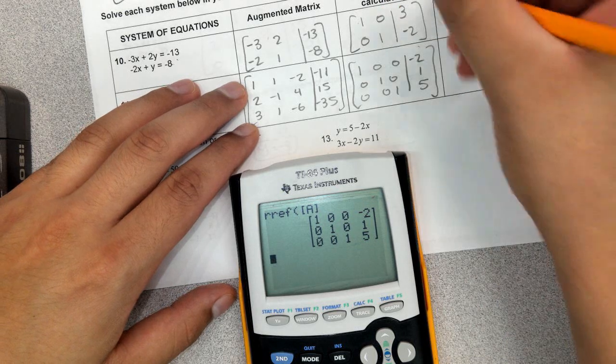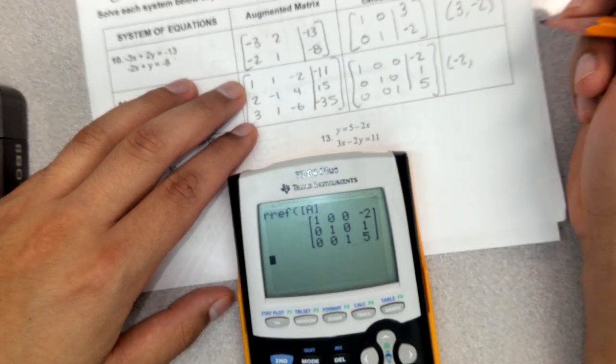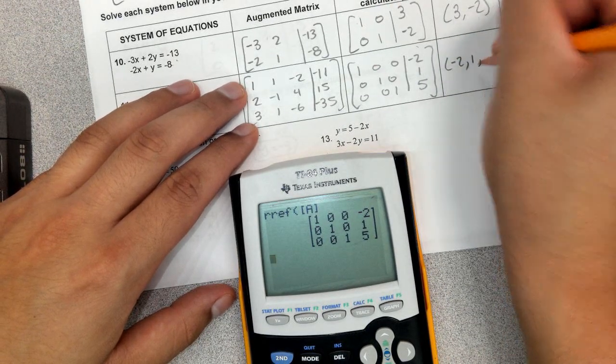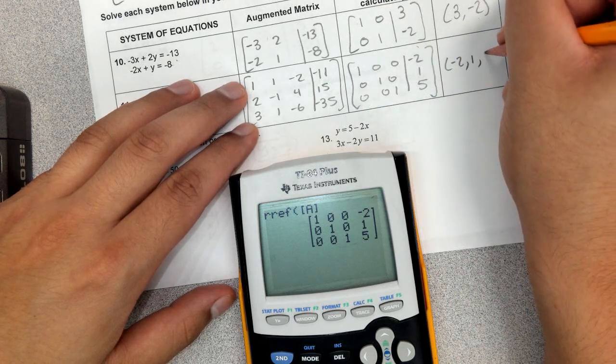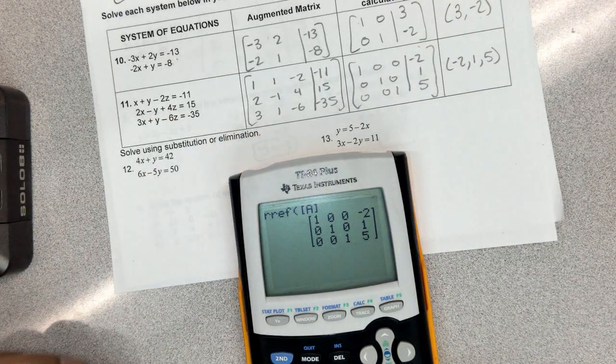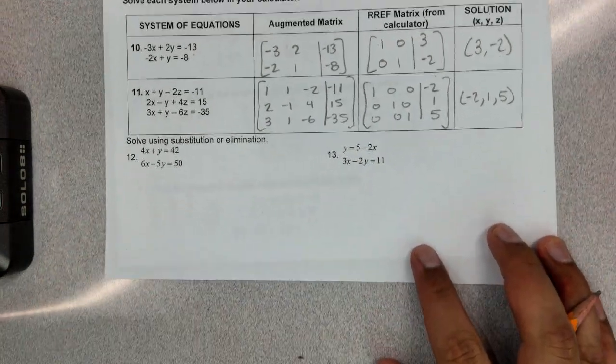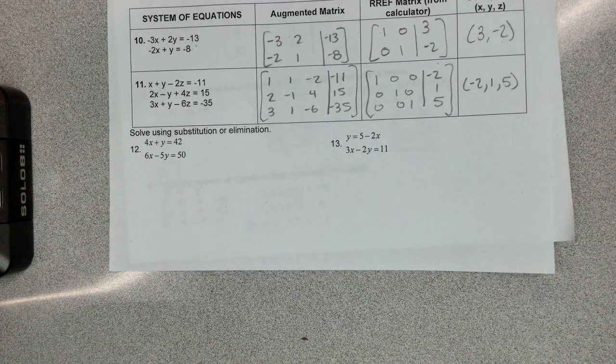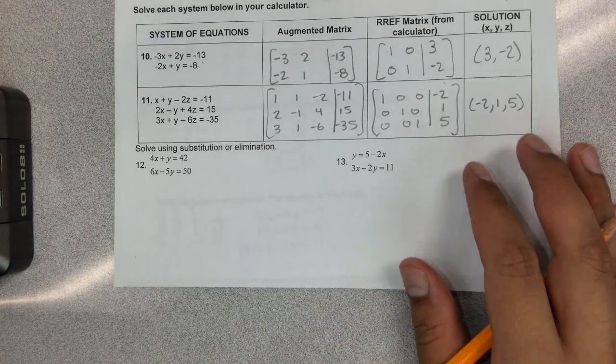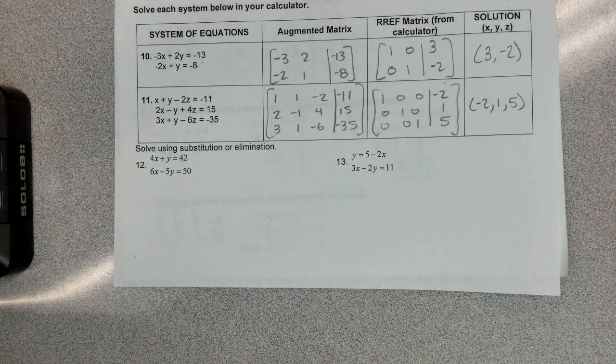Alright, so the first row is telling us that x is negative 2, second row y is 1, third row z is 5. Alright, so now for the last two. Solve using substitution or elimination.